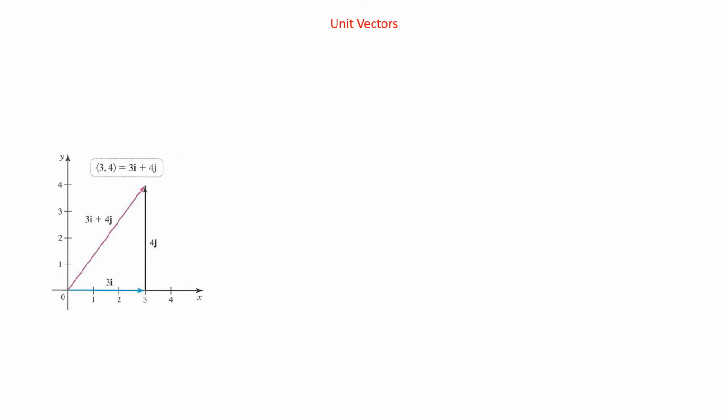A unit vector, so this is the other unit vector I was talking about. Here we have the vector i and the vector j. Now the vector i is 1 unit horizontal. That one's i. The vector j is 1 unit vertically.